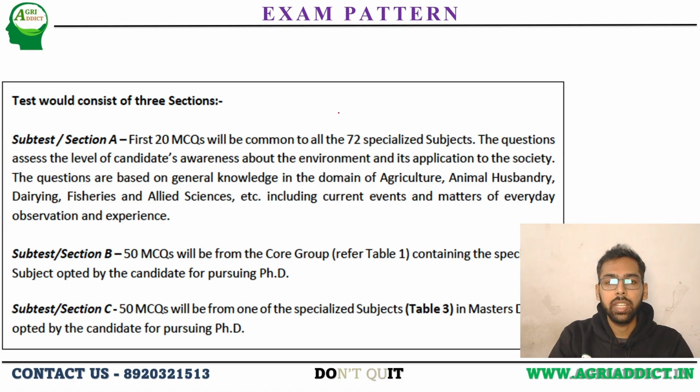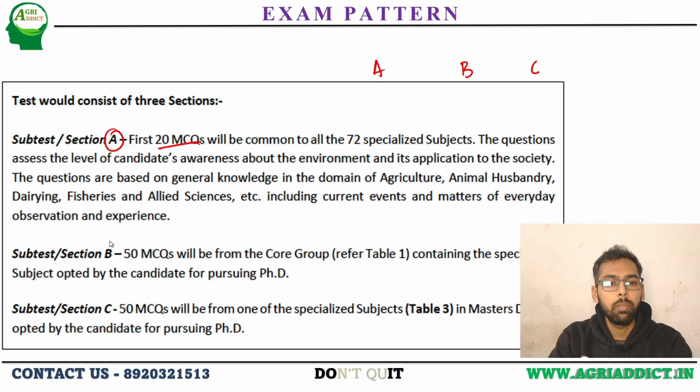So this is the detailed exam pattern. As I discussed, it is subdivided into three parts or three sections: A followed by B and then C. Part A consists of 20 MCQs which will be common to all the people who are writing the ICAR PhD examination. Regarding the level of difficulty, these are brief questions which will be asked in the domain of agriculture, or it can be from allied sciences like animal husbandry, dairy, fisheries, etc.